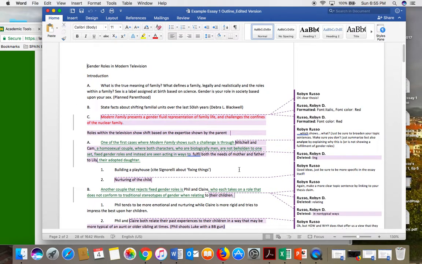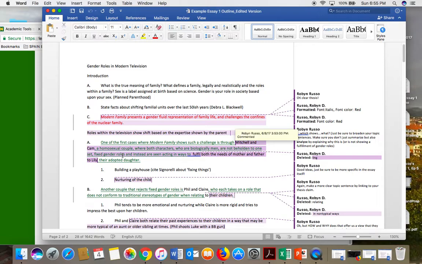Modern Family presents a gender-fluid representation of family life and challenges the confines of the nuclear family. So we went just from "Mitchell and Cam fulfill both the needs of mother and father" to pointing out why that's so interesting. Well, the student had said originally, well, they're a homosexual couple, so they're both men, but they both sometimes act in more traditionally male ways, and at other times they act in traditionally female ways. Neither of them seems to have a completely set role. And I said, okay, great. So we tried to get that claim in there.